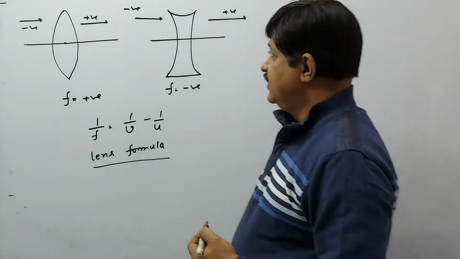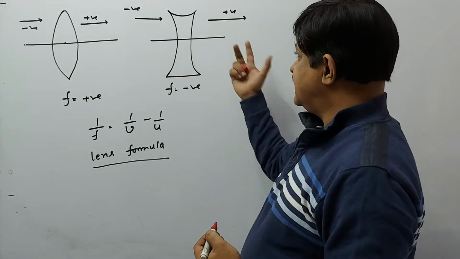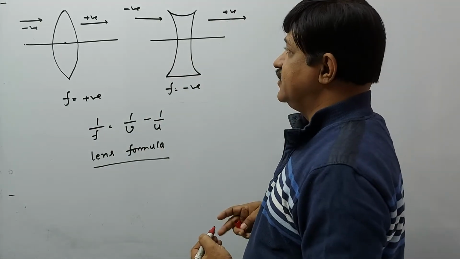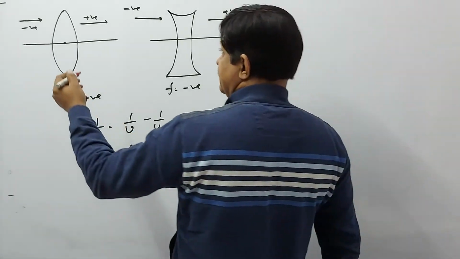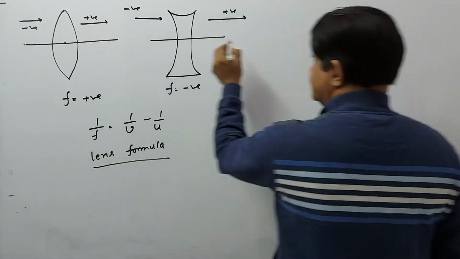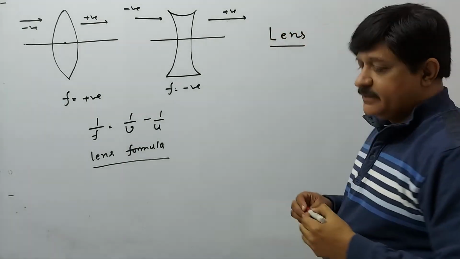But be careful, all the distances on this side are considered to be negative, and the directions on this side are considered to be positive. So this is the first concept about this. Today the main concept which we are discussing is basically lens and the related concepts.